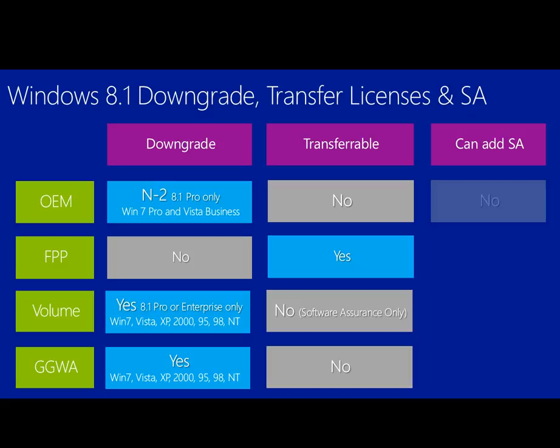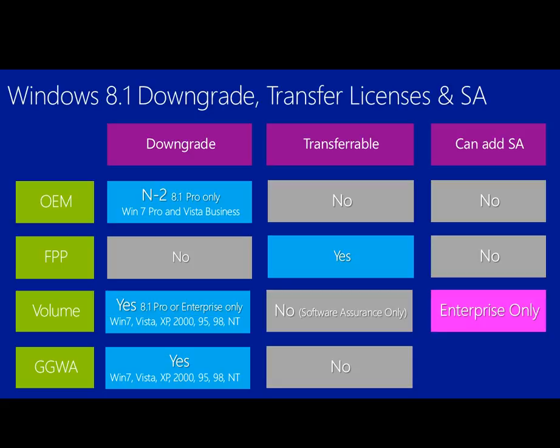Next one, can you add software assurance? With OEM, no. There's a new update, so I'm going to show you later on the documentation why you cannot add software assurance to OEM. You cannot add software assurance to FPP as well. And software assurance is only available to Enterprise Edition through Volume.